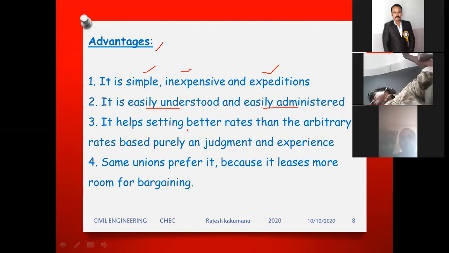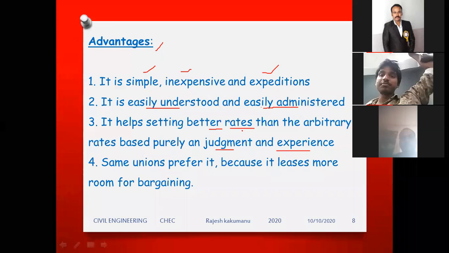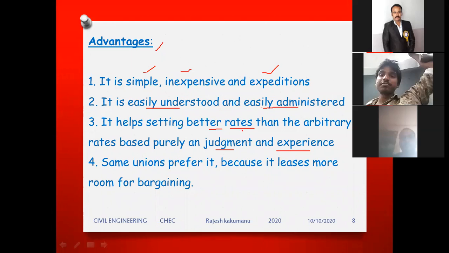It helps in setting better rates than arbitrary rates. So it gives proper rates rather than fluctuating rates based purely on judgment and experience. Whenever the employer has to give a salary, they decide based upon the judgment and experience of the employee rather than arbitrary rates. But if you see real time situations, these fluctuating or arbitrary salaries are going on. If you know the real fact, definitely you will get some fear. So what is that?